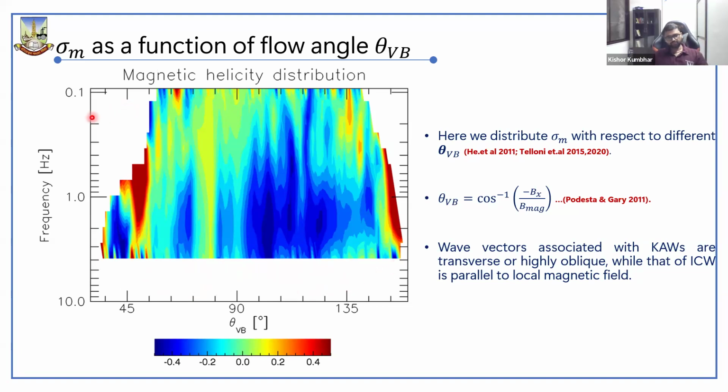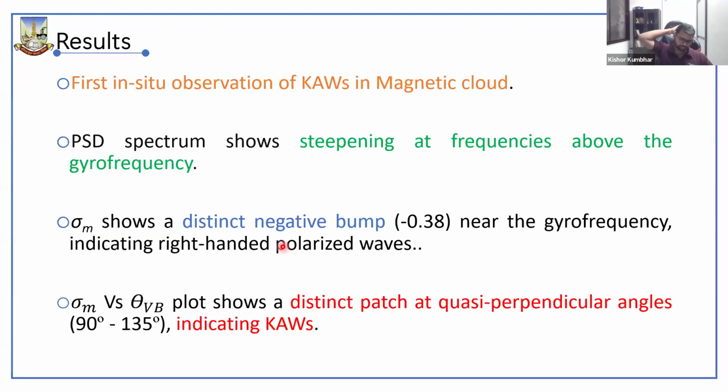So in this figure, we have represented the sigma m as a function of theta VB, and we observe that there is a strong patch of helicity in the negative direction, showing a dominant signature near 90 degrees. This observation suggests that the observed wave in this particular HCS interaction is nothing but a kinetic Alfvén wave, thus giving us the first in situ observation of KAWs in the magnetic cloud.